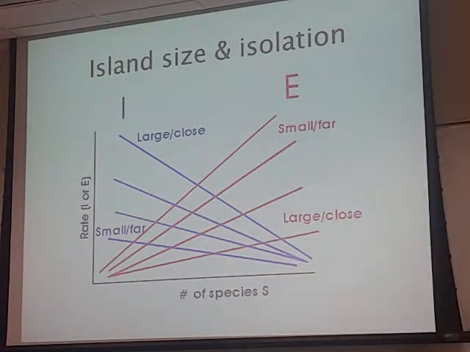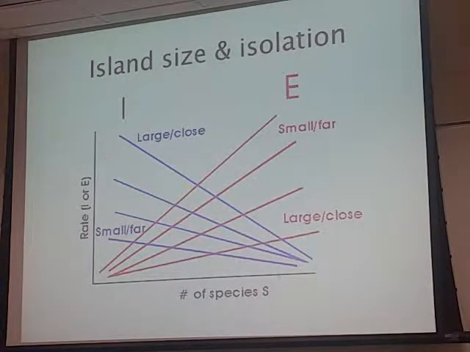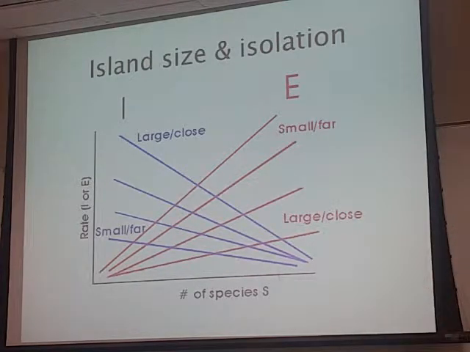We take our island, we move it back far away, we shrink it back down to a little bitty size like this marker. All of a sudden, immigration rates are going to become much less. It's going to be much harder to get immigrants from over there to this little marker. Okay? So you have this equilibrium balance between immigration and extinction, and then island size and island distance. Seems like a pretty good model.